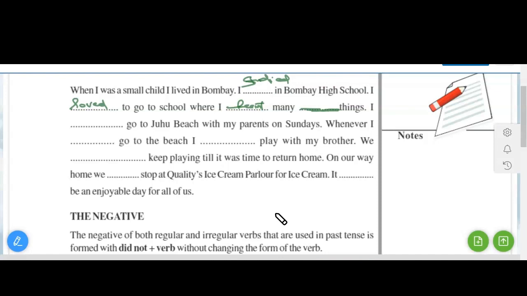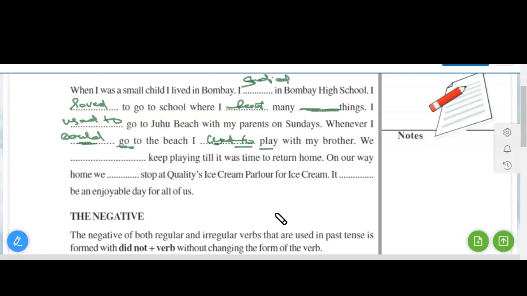I blank go to Juhu Beach with my parents on Sunday. I used to. He was doing that, okay? So I used to go to Juhu Beach. He used to do that with his parents in the past. Whenever I would go to the beach, I blank play with my brother. I used to play with my brother. So you can see would and the first form is used, used to and the first form is used.